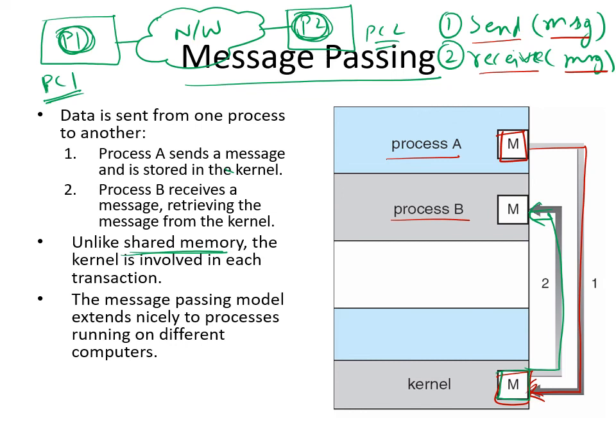However, a major advantage of message passing is that it extends very nicely to a distributed environment where processes are running on different computers, something like what is shown over here. In such an environment where processes are on different physical machines, it is very cumbersome and tedious to establish a shared memory model of communication. So here message passing is preferable.